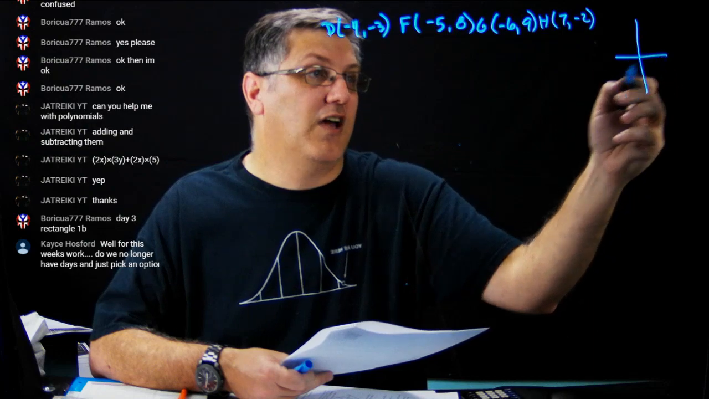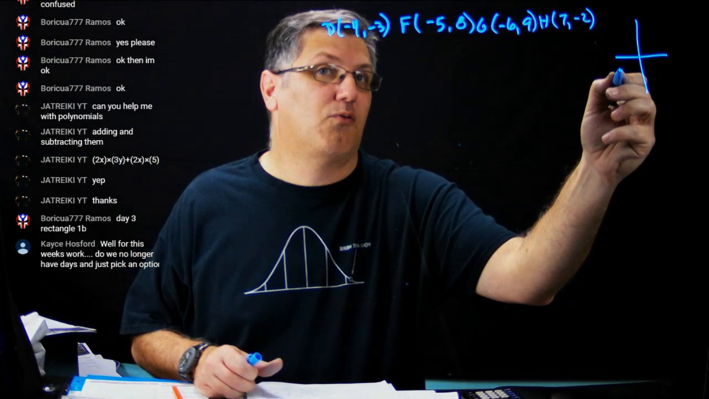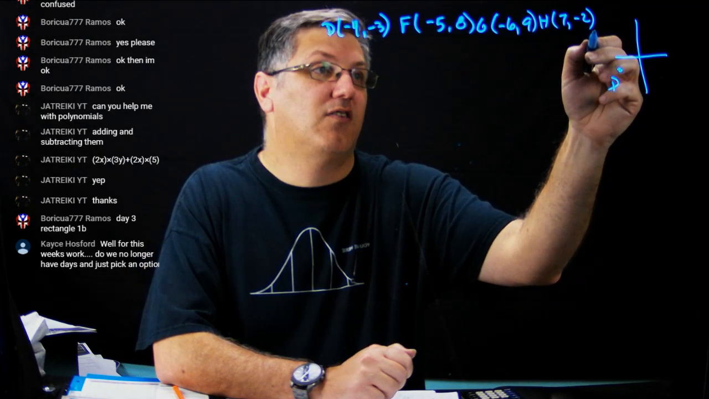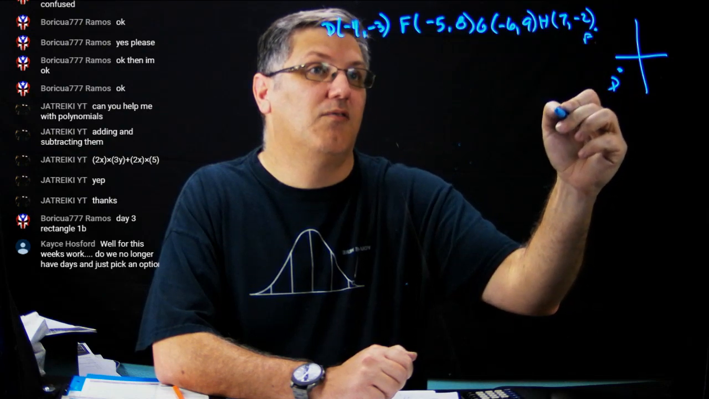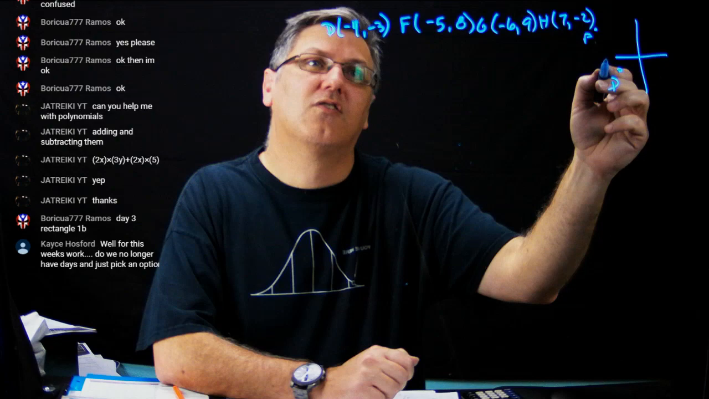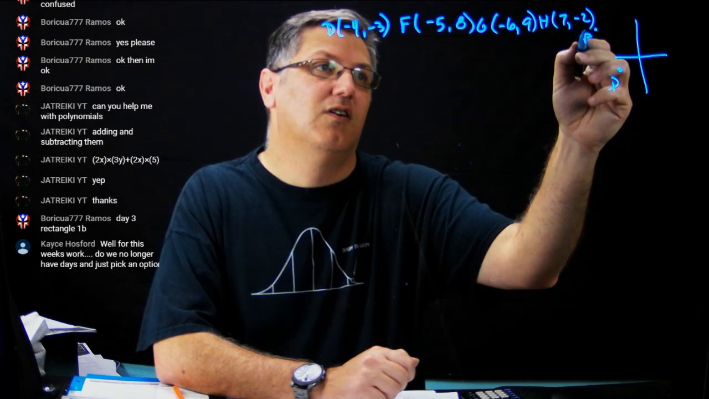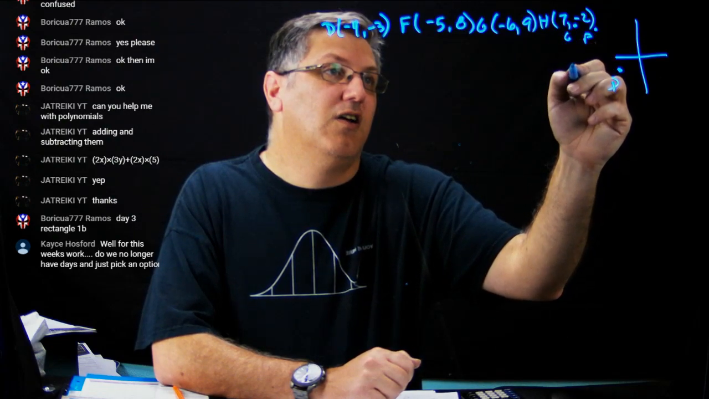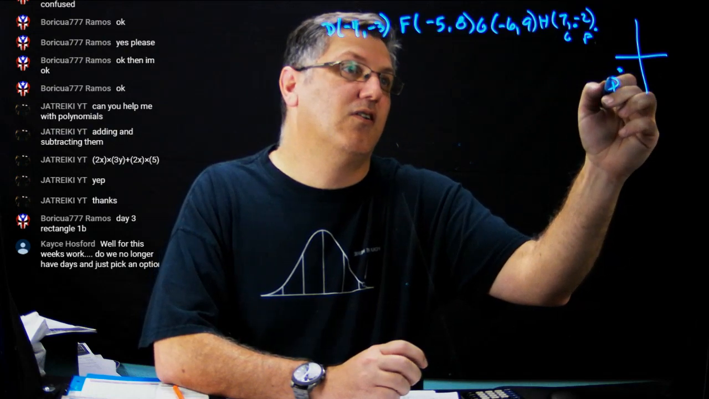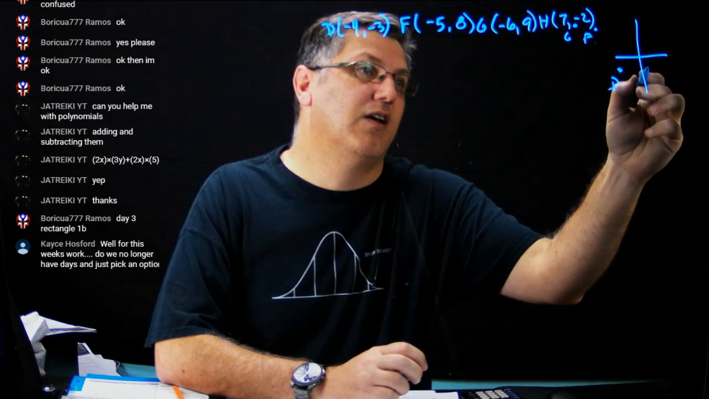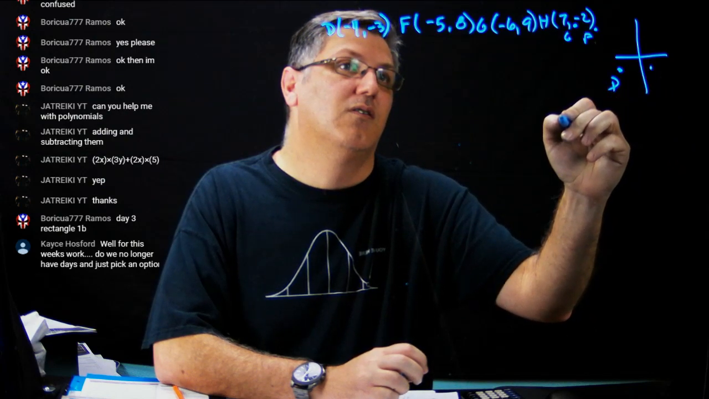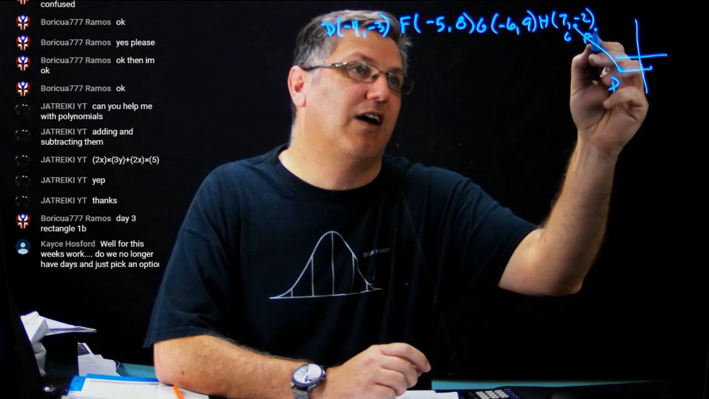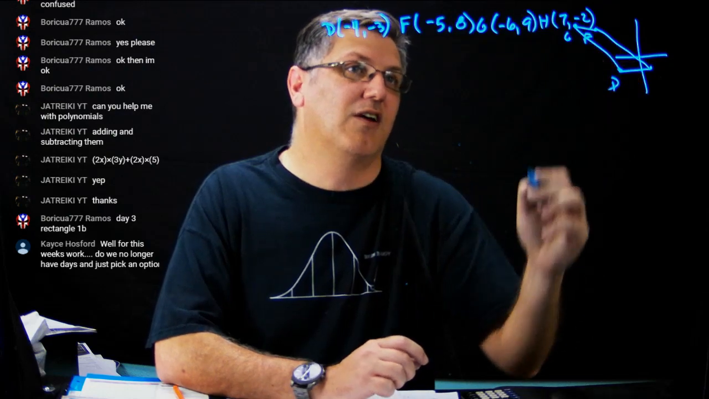Okay, let's do a rough sketch. I've got -4, -3. This is D. -5, 8. This is F. -6, 9. This is G. And then 7, -2. Guys, even by sketching this, I could tell you that this ain't going to be a rectangle.